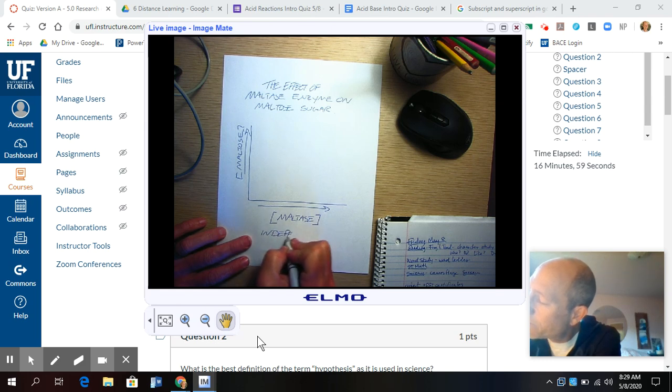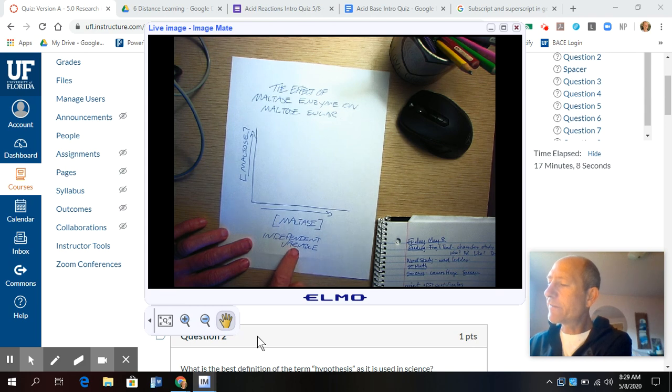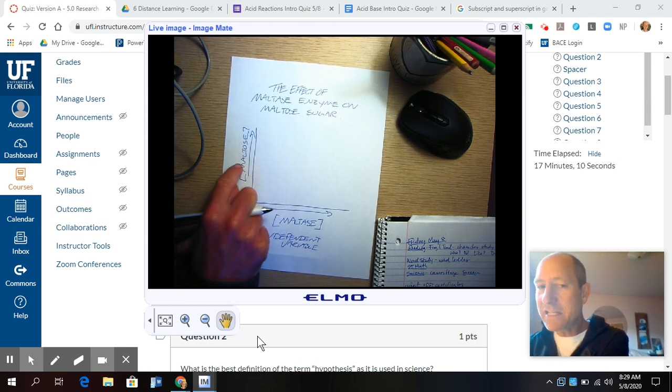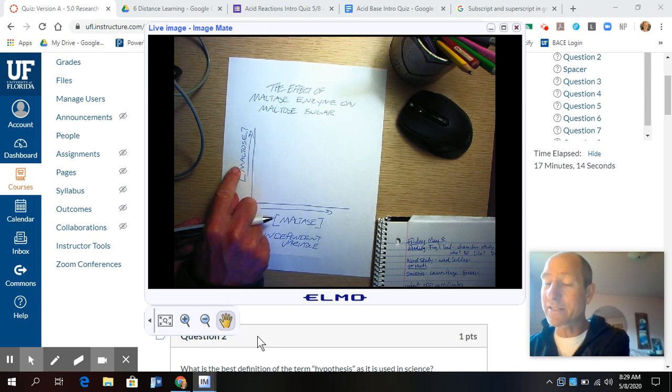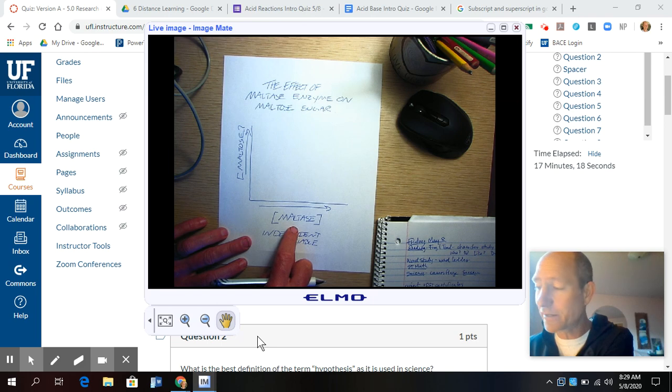Independent variable. And then the independent variable affects the dependent variable. The dependent variable is the thing that gets messed with by you changing this right here.